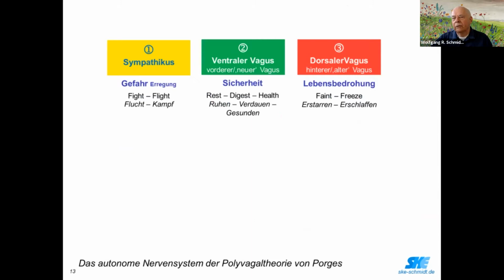The sympathetic nerve makes reaction in case of danger possible: fight, flight. The ventral vagus, in situations of safety: rest, digest, health. And the dorsal vagus, when there is threat of life: faint, freeze. But to heal in safety, it's only possible in the middle, in the central, in the green area of the ventral vagus.